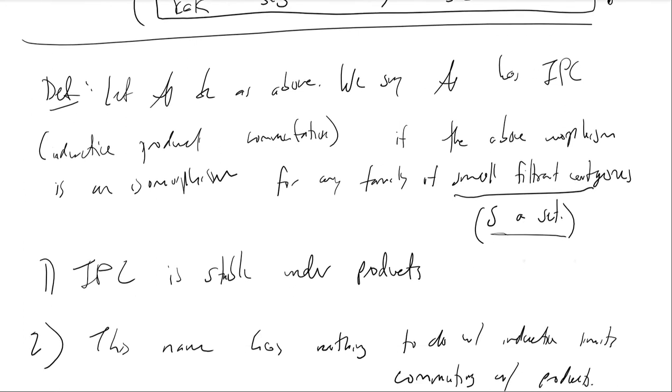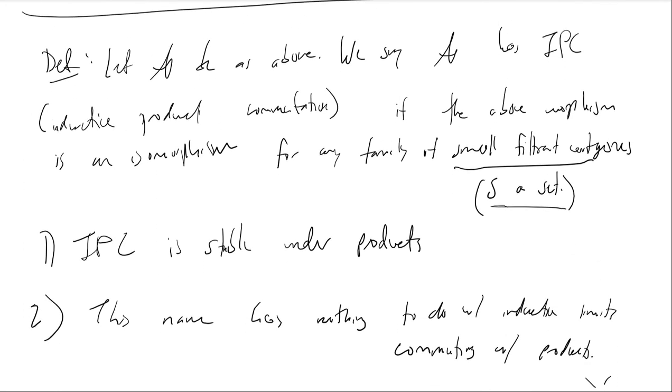The second observation has to do with this thing I don't want to spoil too much, which is that this name has nothing to do with inductive limits and products or their commutation. And we're going to remedy this. But before I do that, I want to give this sort of prototypical example.